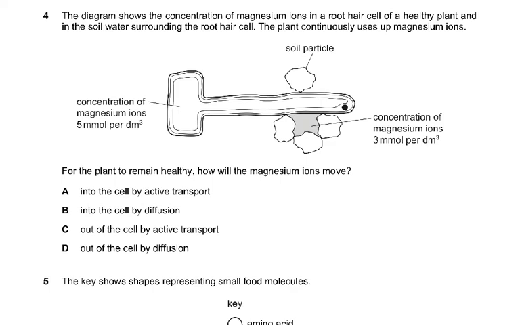Question number 4, the diagram shows the concentration of magnesium ions in a root hair cell of a healthy plant and in the soil water surrounding the root hair cell. The plant continuously uses up magnesium ions. So now the magnesium outside is 3 millimole, inside is 5 millimole. So how is magnesium going to enter into the root hair cell? Into the cell by active transport. It can't be anything else. It can't be diffusion, because that is from a lower to a higher concentration, and it is needed by the cell. For the plant to remain healthy, magnesium will have to go into the root hair cell.